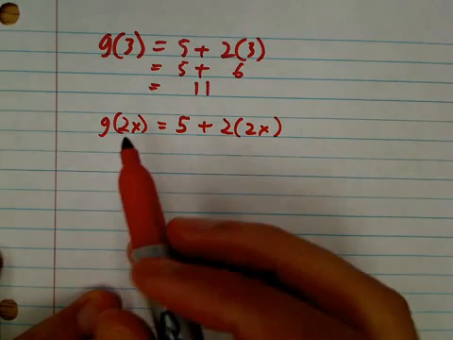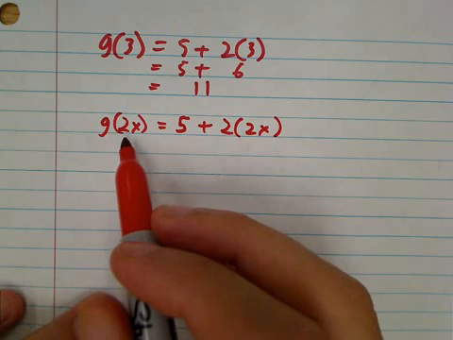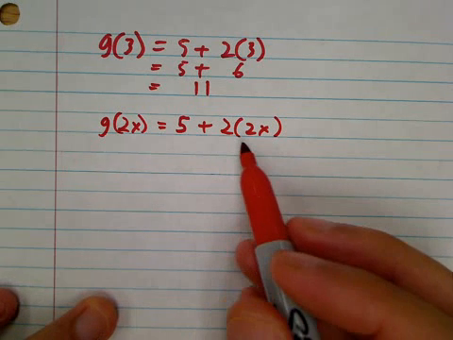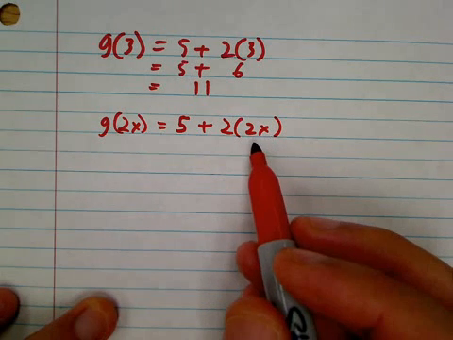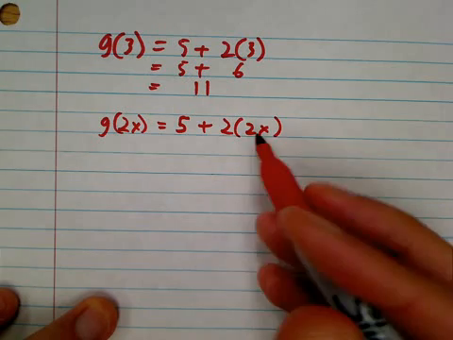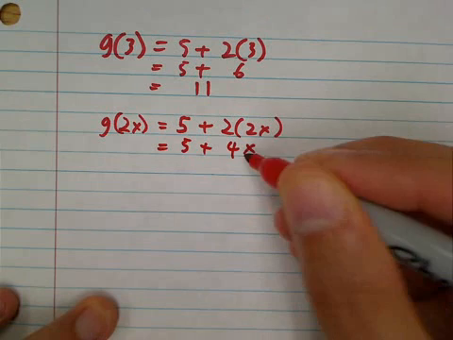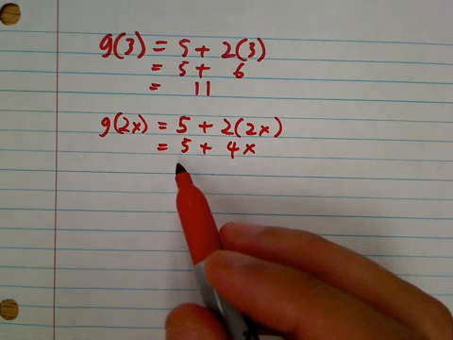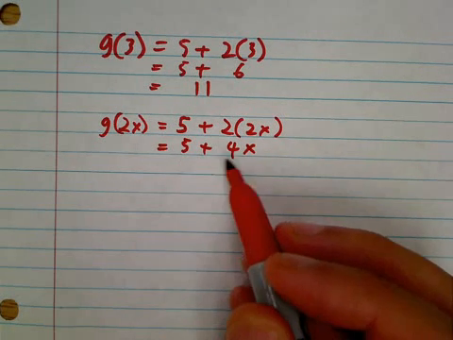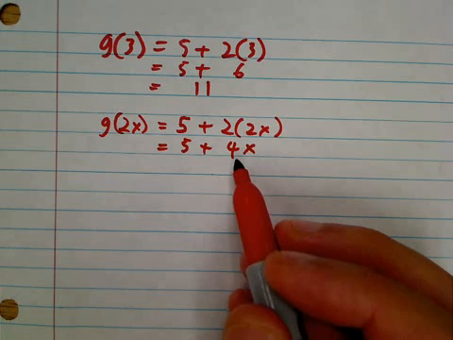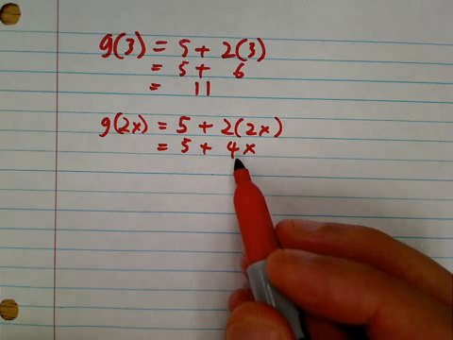Okay, the next thing I'm going to do is plug in 2x. And so here I have 5 plus 2 times 2x. And 2 times 2x, well 2 times 2 is 4. So this is just going to be 5 plus 4x. And that's it. After here I can't combine any like terms. The 5 and the 4x are not alike, so I'm going to leave that alone. I'm not going to do anything with that.